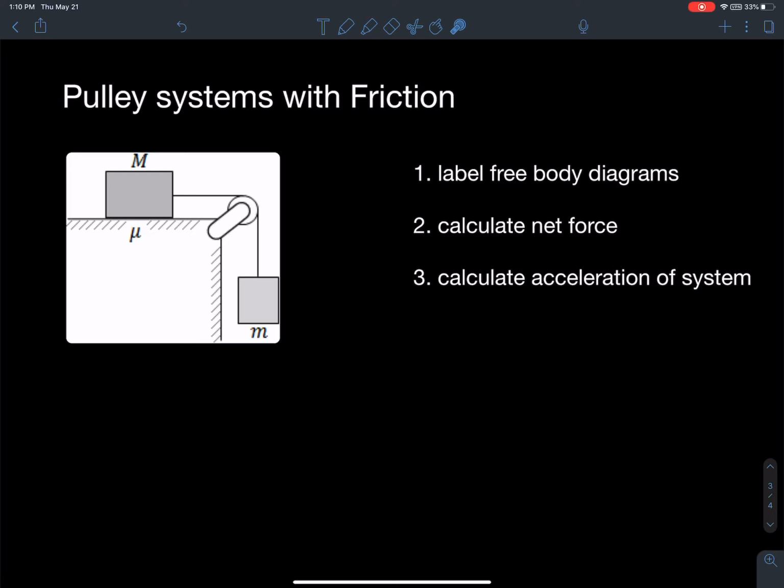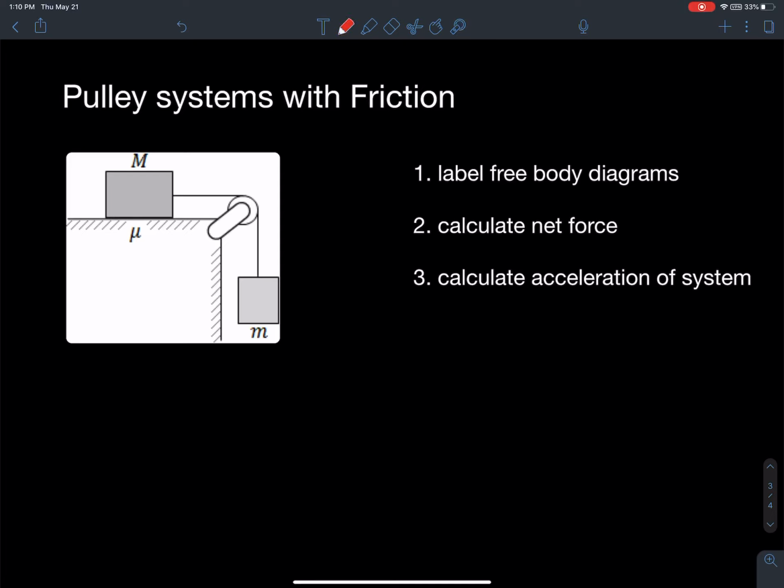And how are we going to calculate stuff? The first thing we've got to do is label the free body diagram to find the forces. Then we have to calculate the net force acting on the pulley system. And after that, we can calculate the acceleration of the system. I'm not going to do a proper calculation, I'm just going to show you how to set things up.